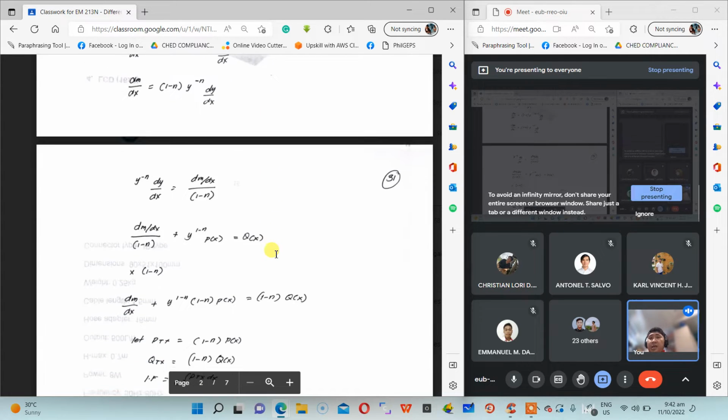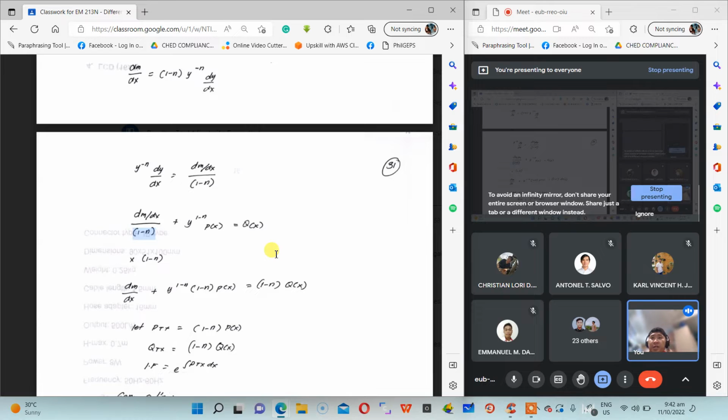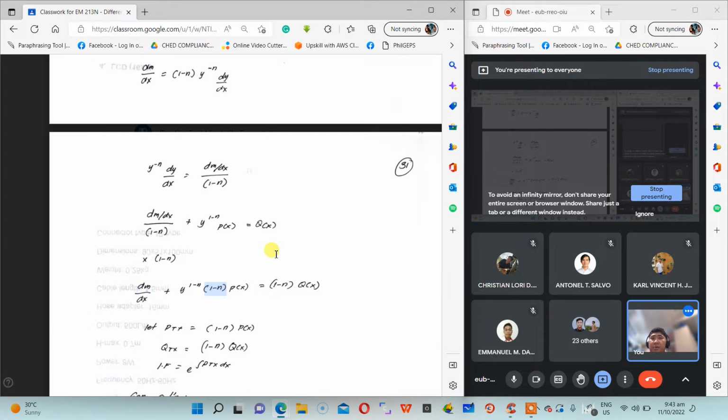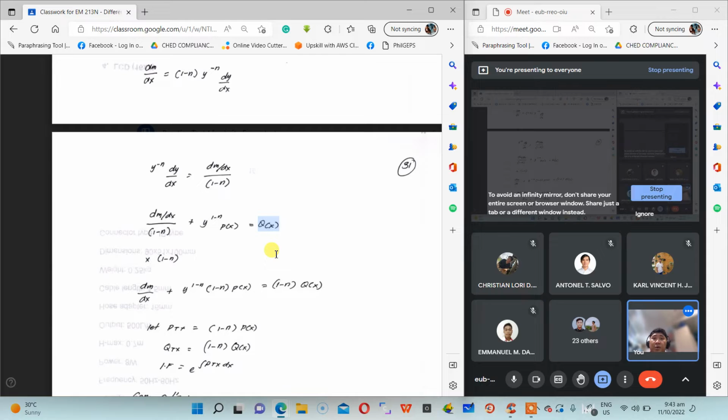So from here, in order for me to eliminate this one, this is just a constant. It's just like 1 minus 2. n is a number. So it's just like a 2. So from there, I want to eliminate it so that it will just be dm over dx. Okay? So from here, I just obviously multiply it by 1 raised to the power 1 minus n. So multiplying this one gives you dm over dx. Here, you multiply it. So obviously, multiply then q of x.